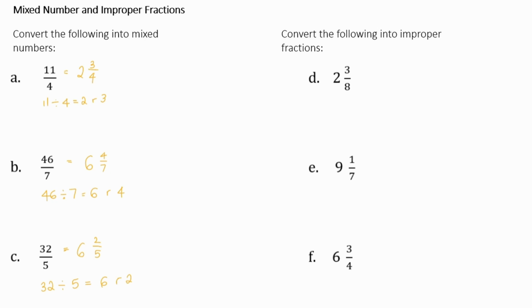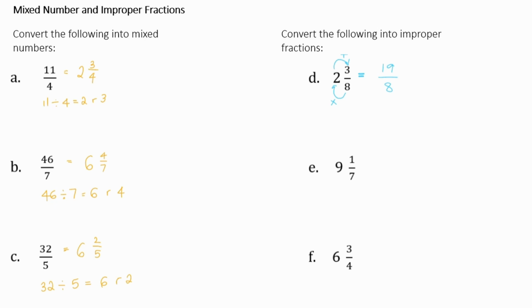The next part says, convert the following into improper fractions. So for part D, first we are going to multiply 8 times 2, which gives us 16, and then plus the 3, which gives us 19. So we are going to put 19 over 8 as the improper fraction.